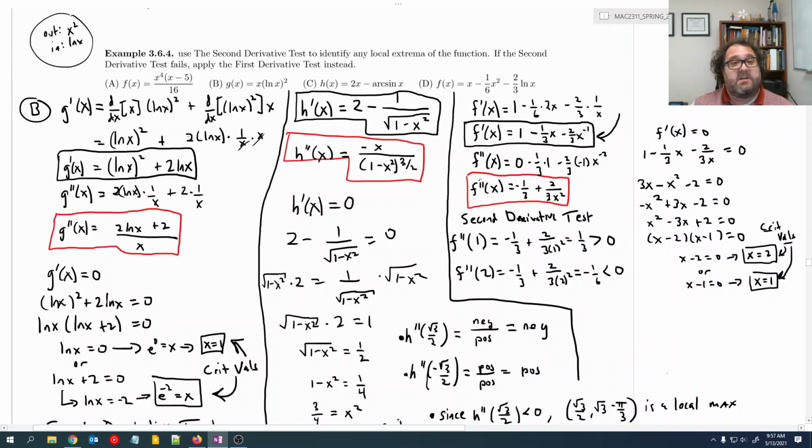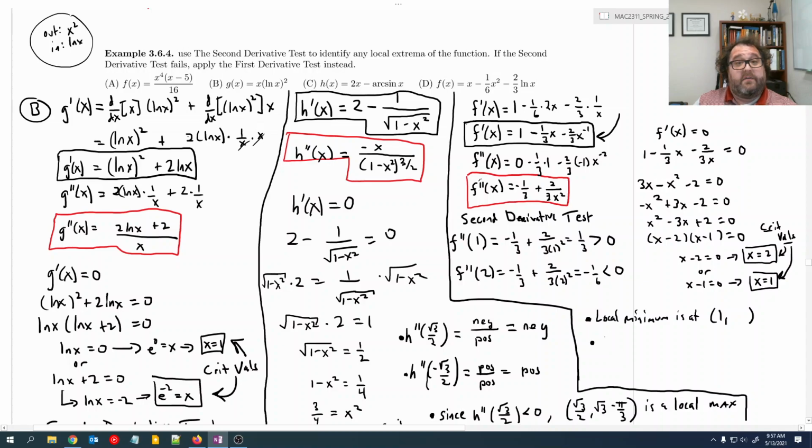So what does the second derivative test tell us? The second derivative test says if you evaluate your critical value using the second derivative, and you get a positive result like we did at 1, then that is the location of a relative minimum. So our first result is that a local minimum is at 1 comma something. And we'll have to find that y value in just a second.